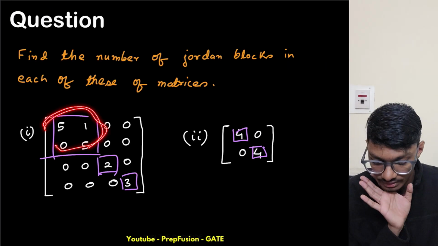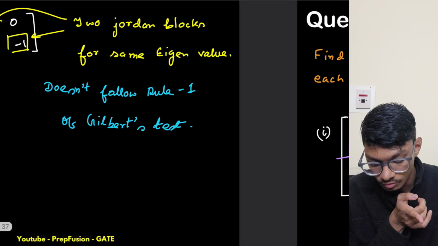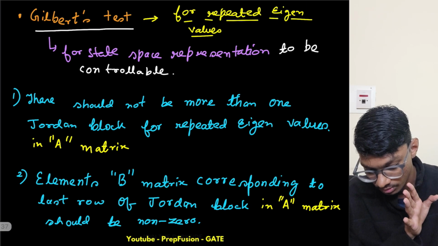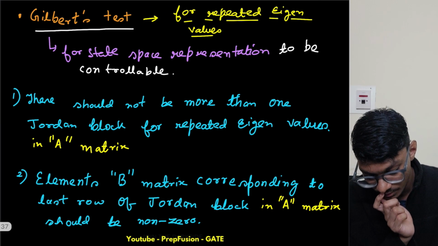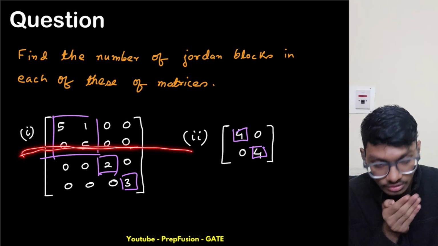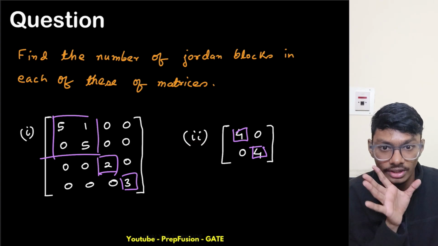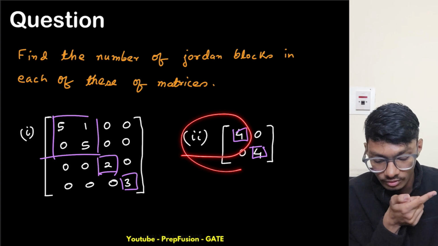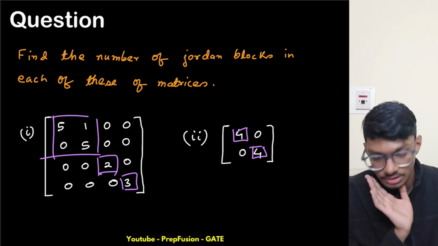Basically, I don't have an example right now, but what I can say is, this is one Jordan block, a 2 cross 2 Jordan block, and the last row is this one of the Jordan block. So the elements in the E matrix should be non-zero. This is the second row, and corresponding to the second row, if you go to the B matrix, at least one of the elements of this second row of the B matrix should be non-zero, then this will be controllable.